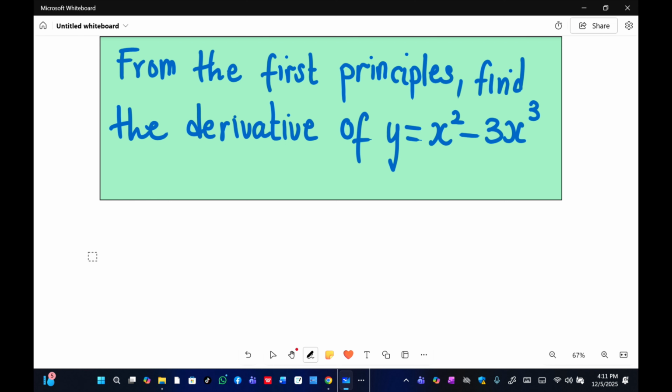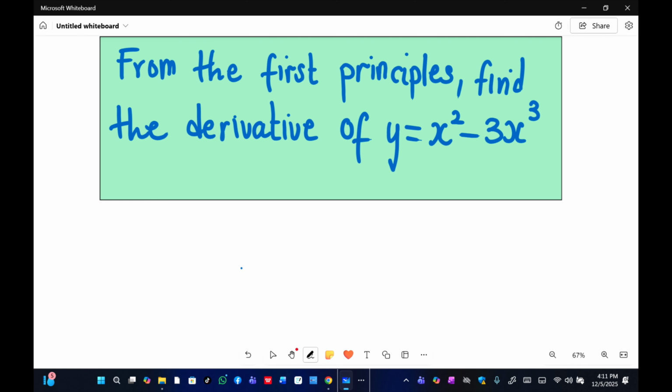So the formula is dy/dx is equal to the limit of f of x plus h minus f of x, which is the original function, all divided by h, the small change in x, as the small change approaches 0. So this is the formula that we'll be using. So we need to determine the components of the formula.